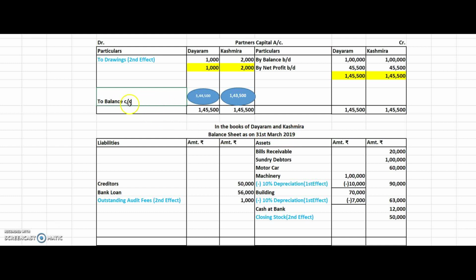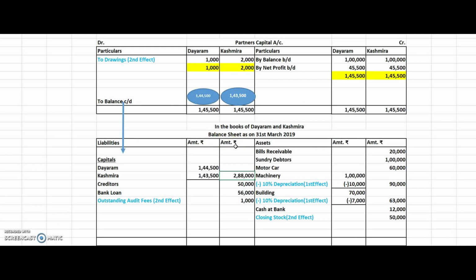So this balance is written on the debit side, and in the balance sheet liabilities are credit. So from the debit you have to transfer now to the credit, which is liability side. So this is what we do. And how do we present it? We write capitals. These capitals are of Dayaram 144,500 and of Kashmira 143,500. The total of which we transfer to the outer column 2,88,000.